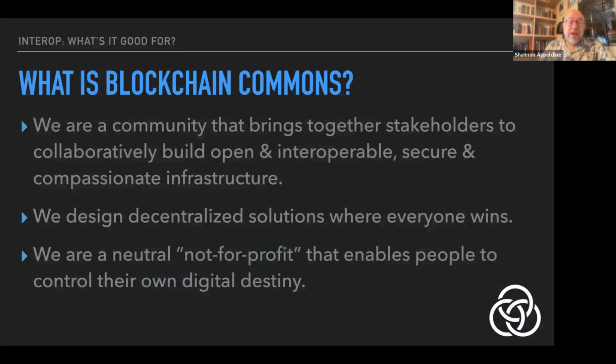Here we have our general text on Blockchain Commons, which we've published any number of times in any number of presentations. But what I wanted to particularly point out here is the start, which says we're a community that brings together stakeholders to collaboratively build open and interoperable, secure, and compassionate infrastructure. So there's interoperability right there in our core goal. It's one of the strongest things that we focus on at Blockchain Commons. So why?